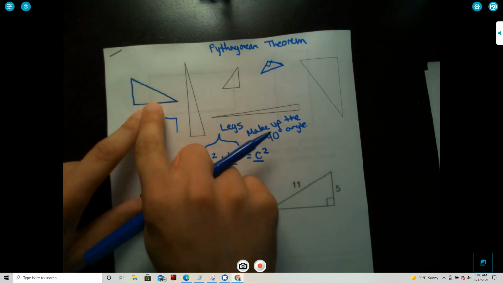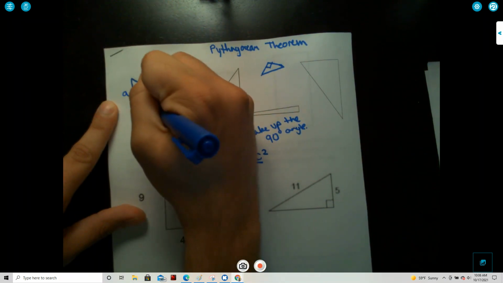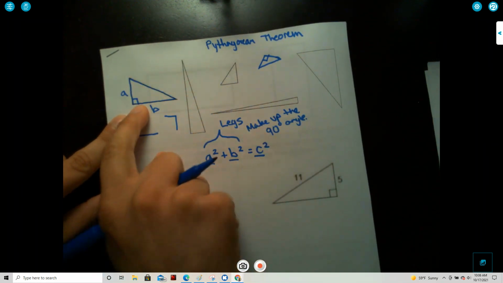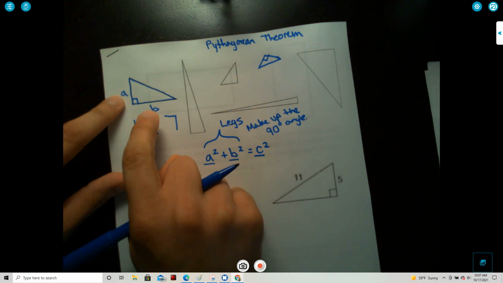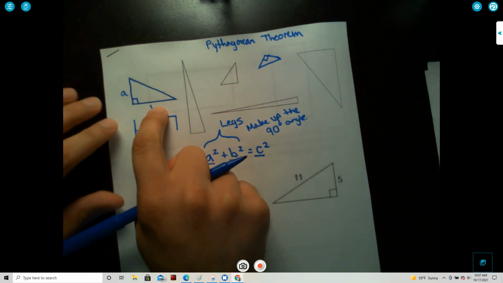So to identify that, you look for the L. So here's the L right here. So that means this side right here and this side right here. So here's our 90-degree angle. So that means this side and this side make up A and B. And it doesn't matter what order you put those in. This could be B, this could be A.